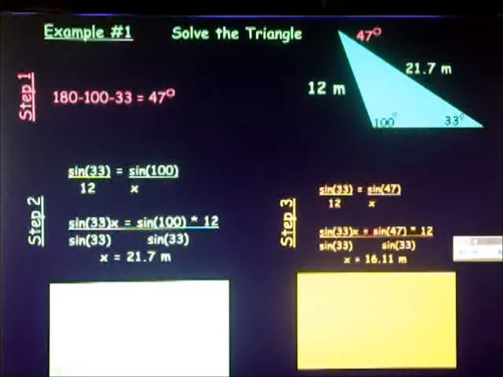If you take a look at my steps, I'm just going to show those right off the bat so you can see them. It's almost identical to what we did before, and we came up with x equals 16.11 meters.